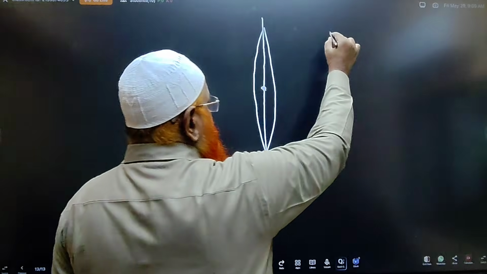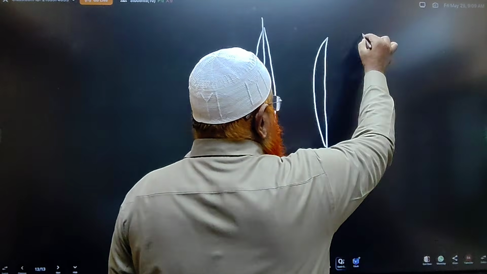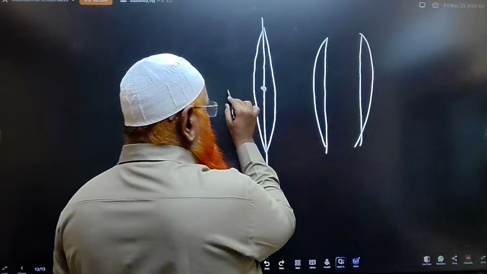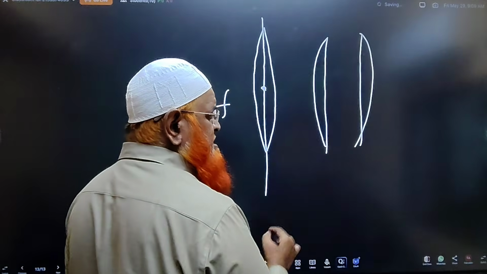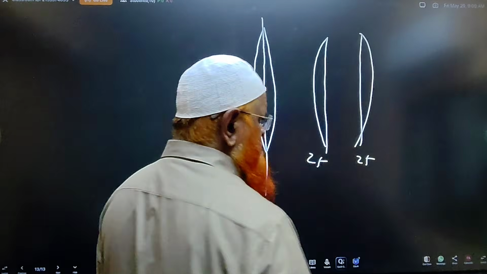So if you cut, what will you get? You will get this one different and this one separate. If the focal length of this is f, what is the focal length of these two? 2f and 2f. Understood what I am saying?